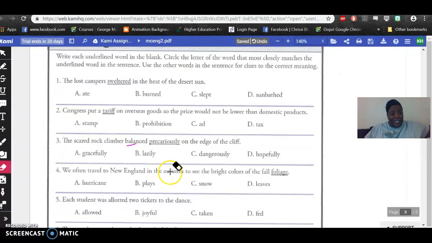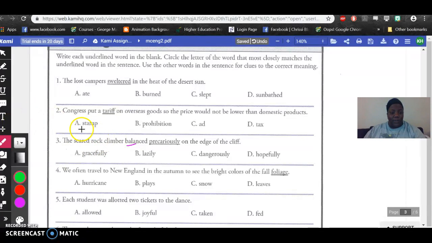So number 3 says, oh, let's see right here. Oops, eraser.